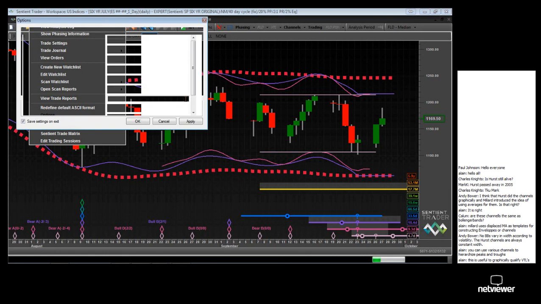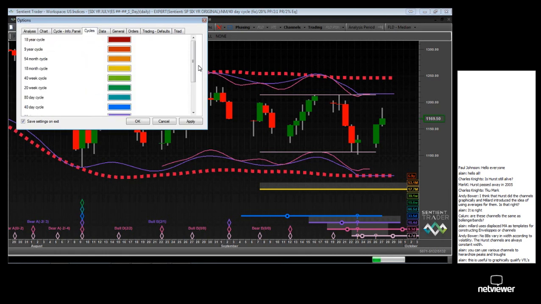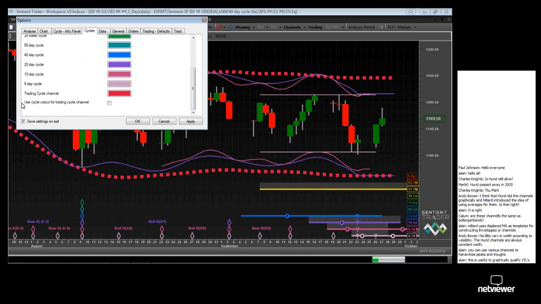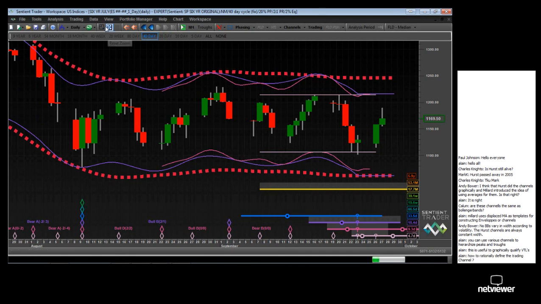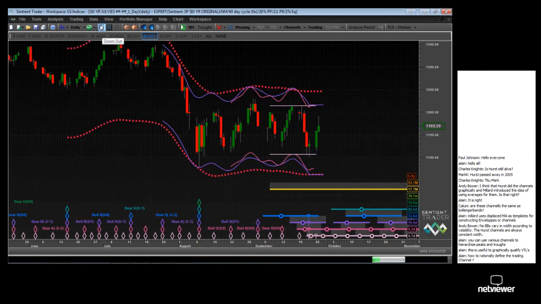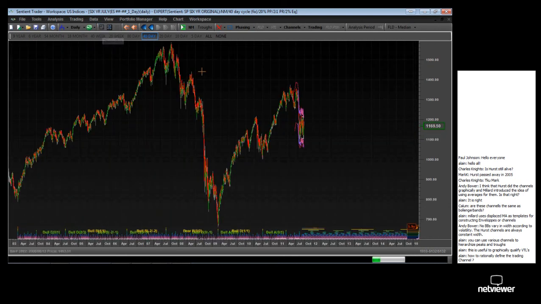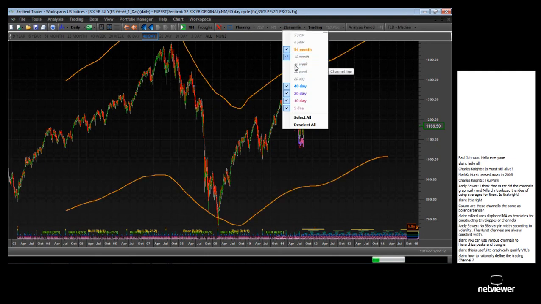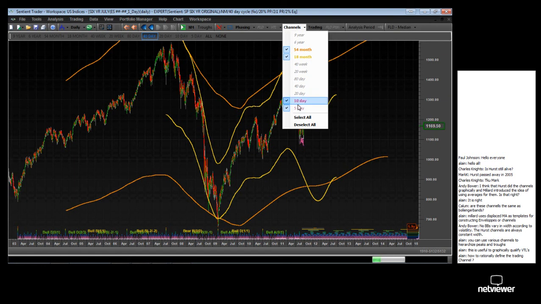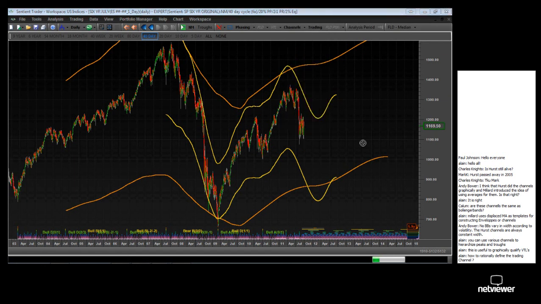You can see how price bounces within the trading channel. Well, it bounces within every channel, but the trading channel has a different color so that you can readily identify it. If you want that trading channel to look the same as all your other channels, you can go to Tools, Options, and go to Cycles, scroll down to the bottom, and select Use Cycle Color for Trading Cycle Channel. There we go. So you can make it a normal channel like every other channel, if you really want to.